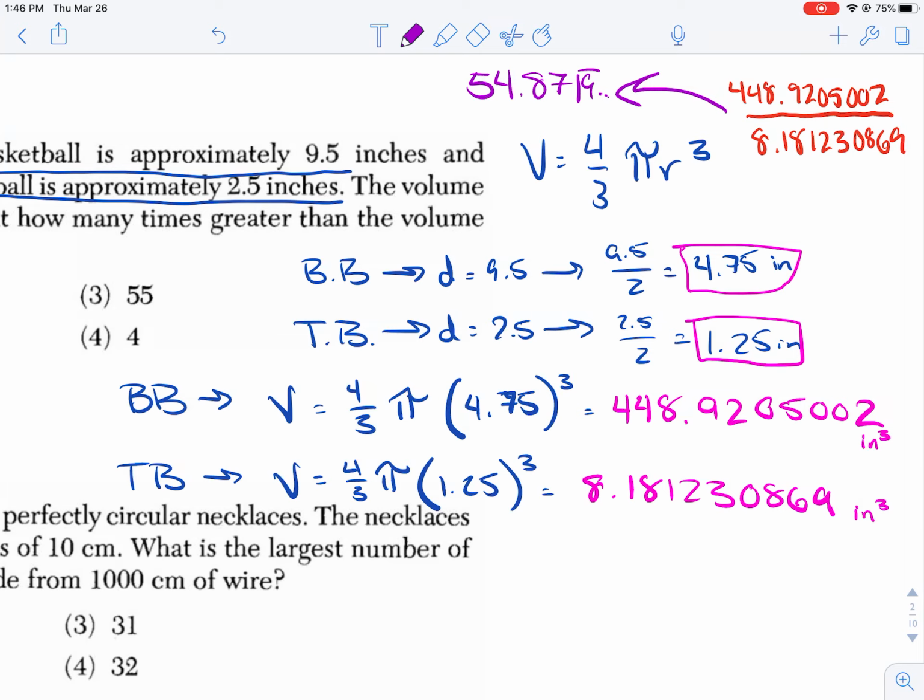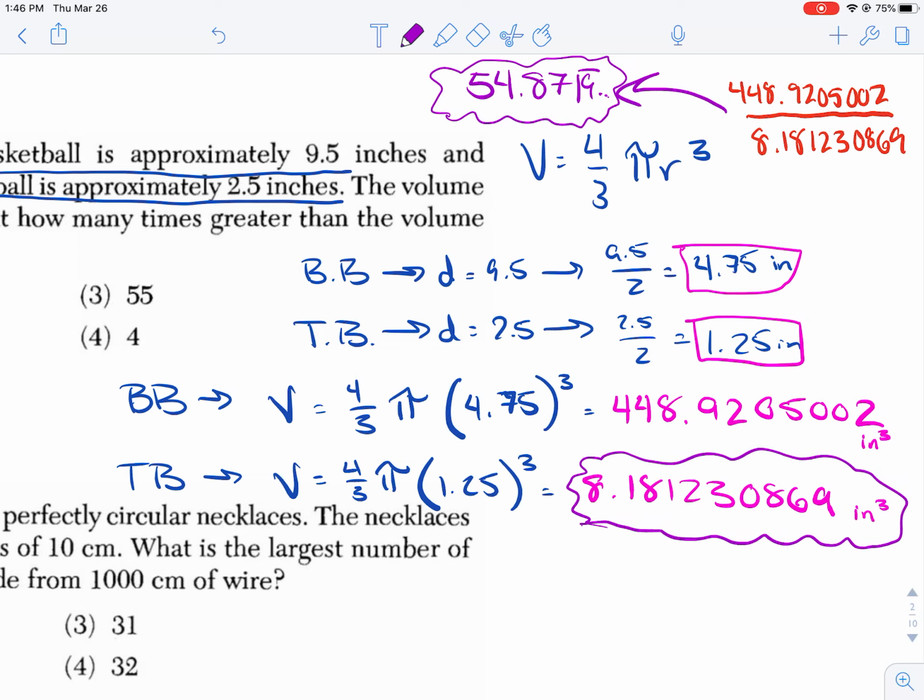So think about it like this. The volume of our tennis ball times this number here equals this number right there. Okay, so our basketball's volume is 54.8719 times greater than the volume of our tennis ball, right? That's how many times the volume of our tennis ball divides into the volume of our basketball.